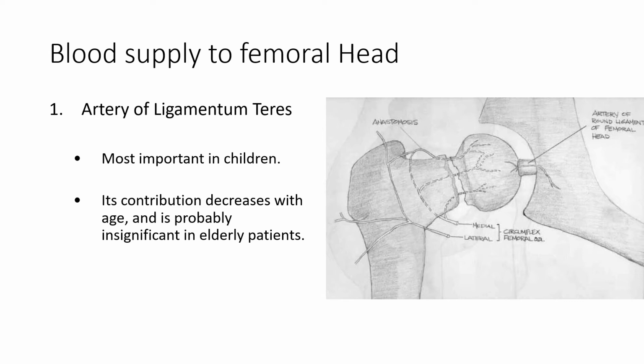So coming on to the first blood supply, that is the artery of ligamentum teres. As we have seen in the previous slide, this is the ligamentum teres. So the artery of ligamentum teres comes from the acetabulum and goes to the head of the femur. This artery is mainly important in children because before the epiphyseal fusion, the artery of ligamentum teres is one of the main supplies of the femoral head, and its contribution decreases with age and is probably insignificant in elderly patients.